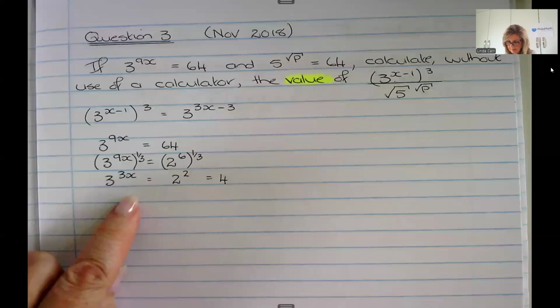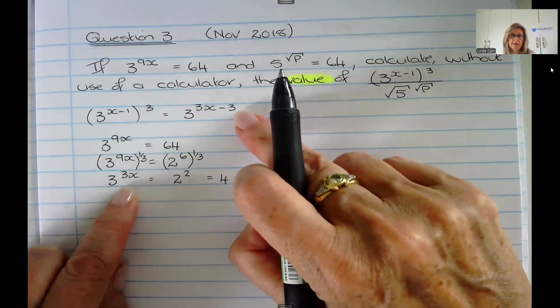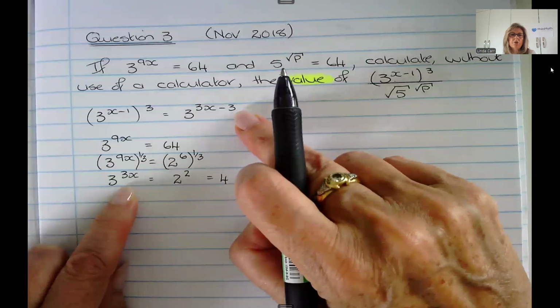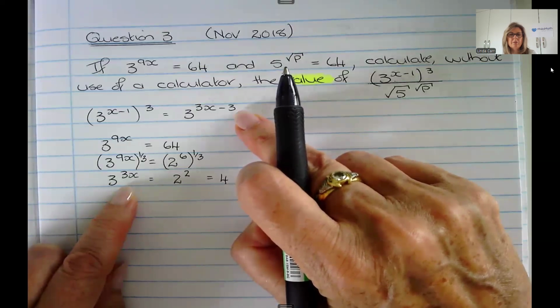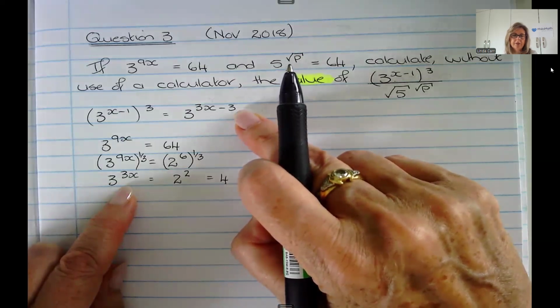But I'm not done. I want it to be 3 to the 3x minus 3. So 3 to the minus 3. What's 3 to the minus 3? Think about it. Yes. 3 to the minus 3 is 1 over 27. It's 3 cubed, which is 27. So it's 1 over 27.